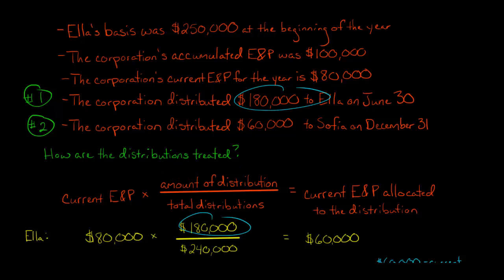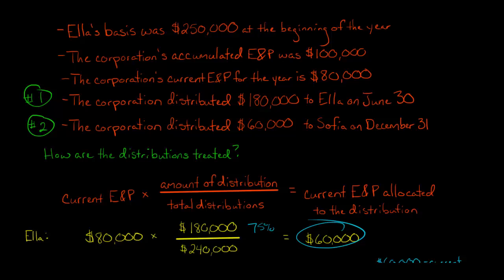And that again is from the given information. And then the total distributions is $240,000. That is Ella's distribution plus Sophia's distribution. Add them together, $240,000. So basically, a way of thinking about it is this: 180 divided by 240,000, that's 75%. So you're basically saying, look, there was $240,000 of distributions during the year, and 75% of them went to Ella. So we're going to take 75% of the current E&P and allocate that to that distribution.